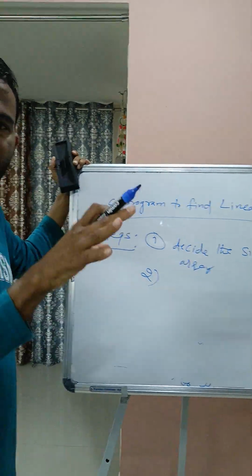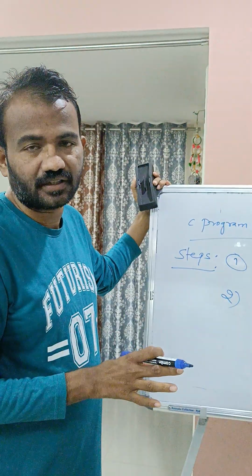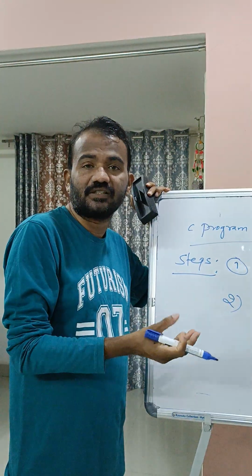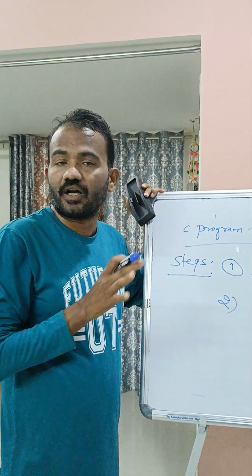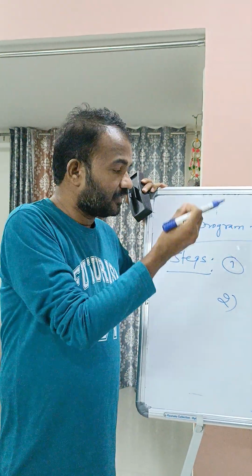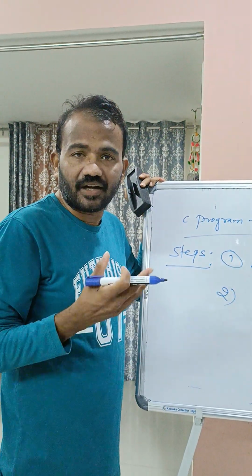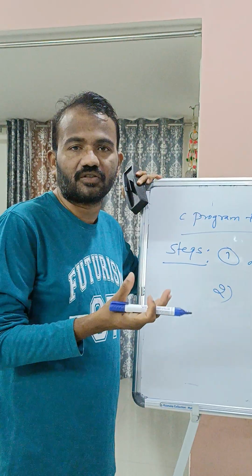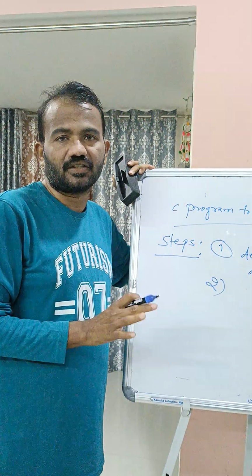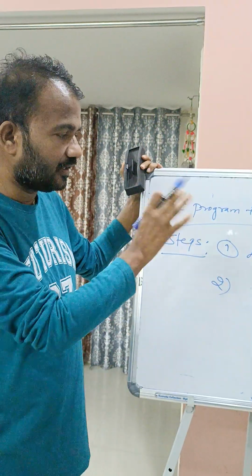Second, if the size of the array is 5, we need to enter 5 elements. If the size of the array is 10, we need to enter 10 elements. Why are we deciding the size of the array at runtime? So that we do not waste memory. Suppose we take A of 100 elements, but at the time of execution we use only 10 elements. Then 90 into 4, 360 bytes of memory is wasted. That's why we take the size of the array at the time of execution. So that is the first step.